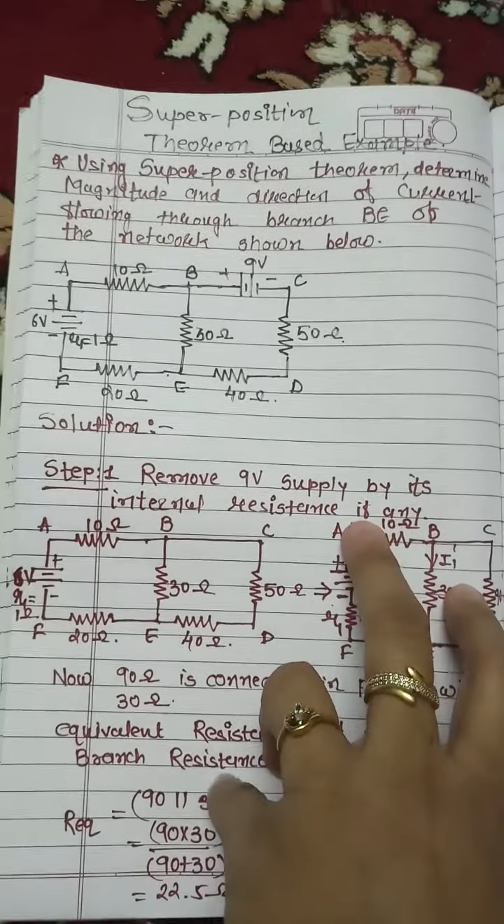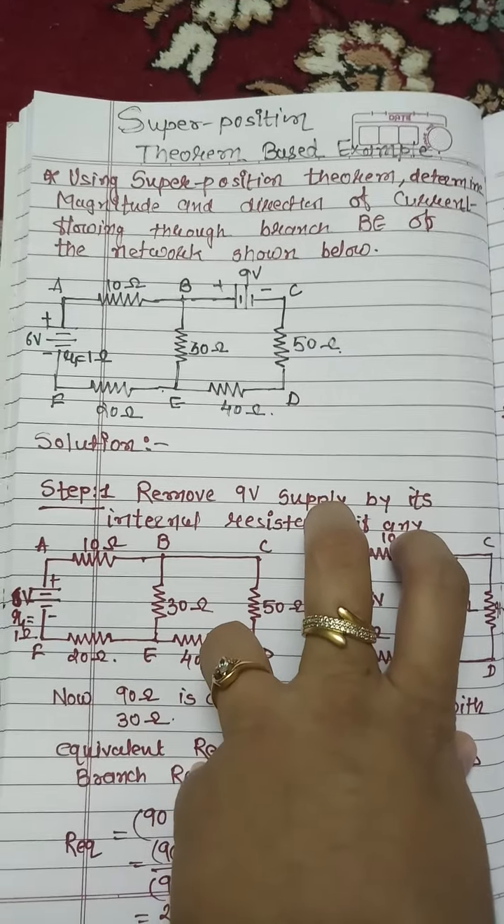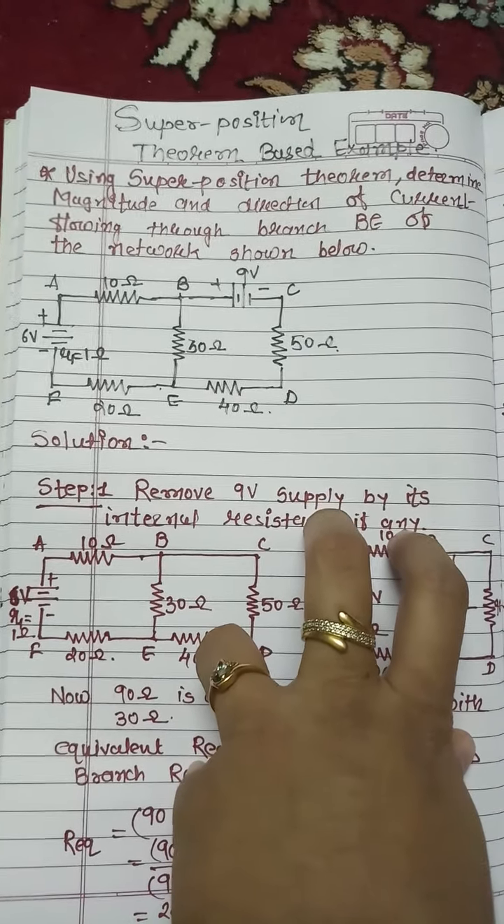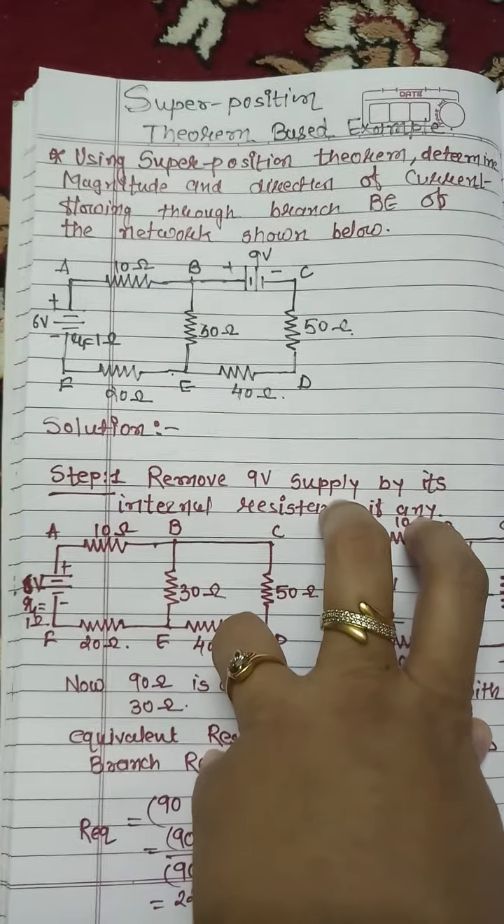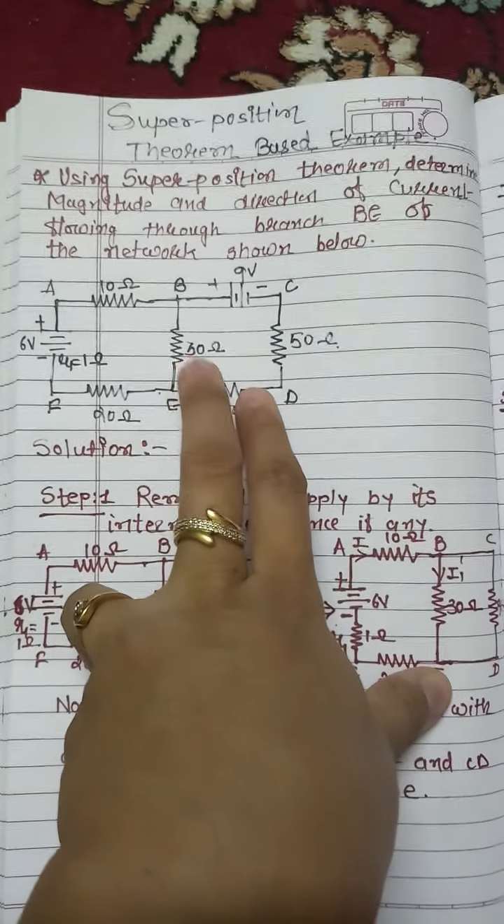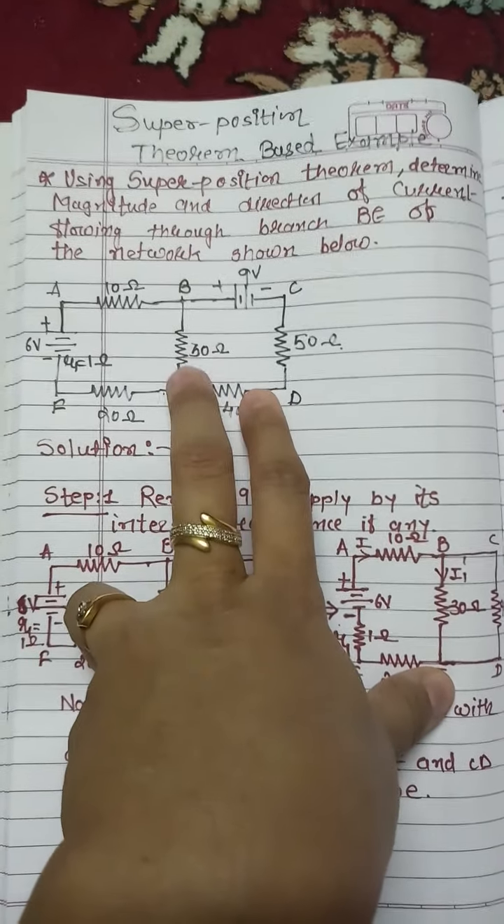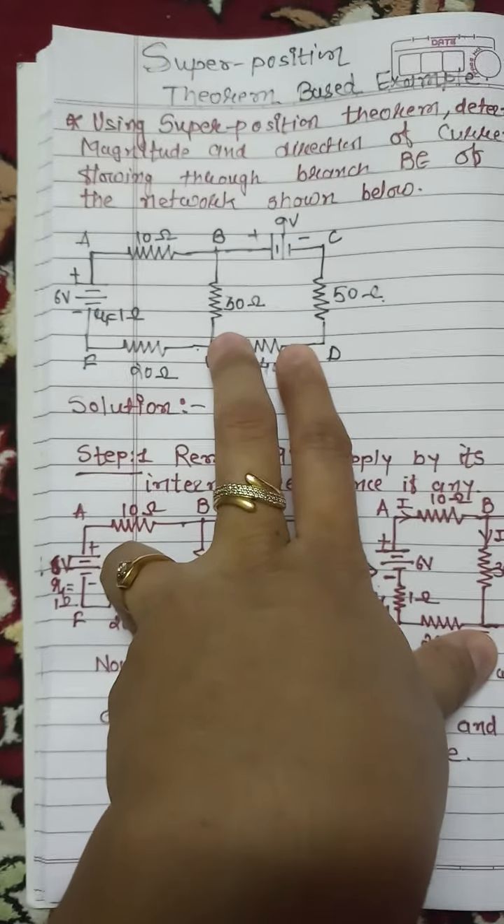Now, here one network is given. See, using a superposition theorem, determine the magnitude and the direction of current flowing through branch BE of the network shown below. Means what? कि BE ब्रांच में से पास होता करंट की वैल्यू और डायरेक्शन हमें फाइंड आउट करनी है by using the superposition theorem.